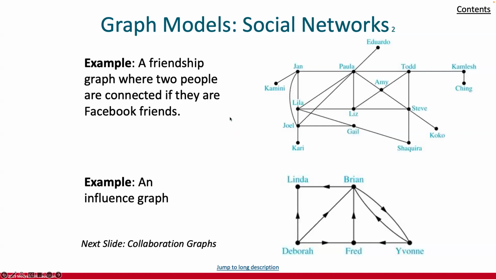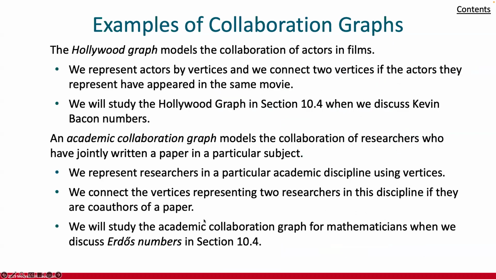So here is an example of a friendship graph where two people are connected if they are Facebook friends. And so friends of a friend are often things that are used to consider that connectedness. And finally, we have an influence graph. And so this is something that also could be helpful. Here's another kind. A Hollywood graph models the collaboration of actors in films. And so that would be something that you could consider.